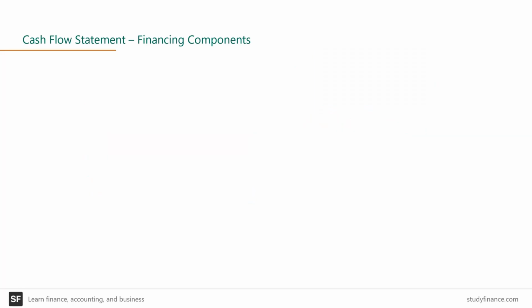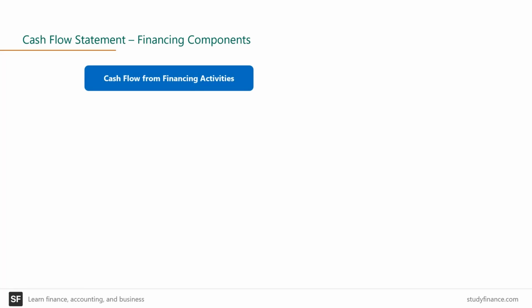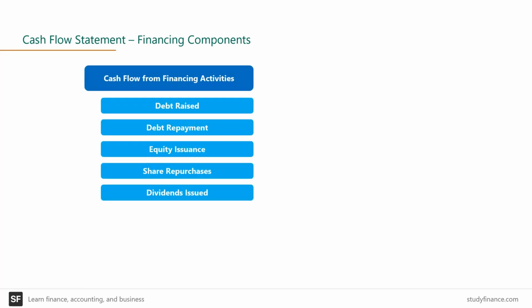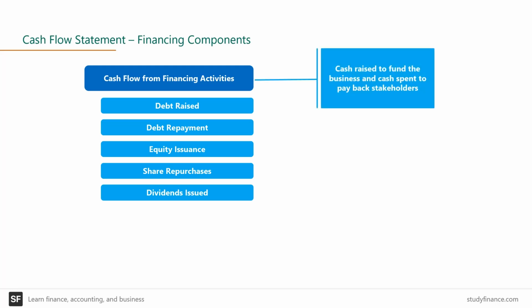The last piece of the cash flow statement is cash flow from financing activities. Items here include anything that has to do with debt principal, equity, and dividends. More specifically, it would detail out the amount of debt raised, the amount of existing debt that's been paid off, any equity issuances, share repurchases, and dividends that's been issued. There may be other items listed here, but essentially it shows the cash raised to fund the business and the cash spent to pay back stakeholders of the business.